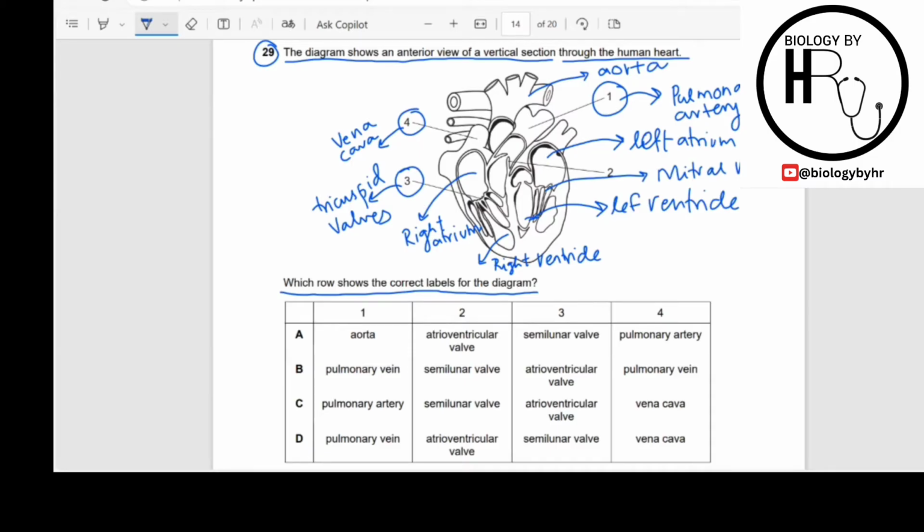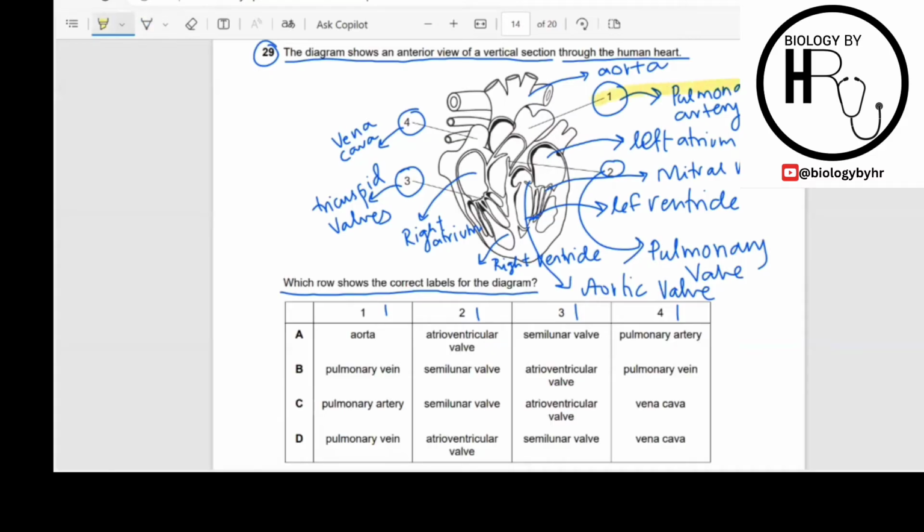We know that structure 2 over here is basically representing the pulmonary valve, and this valve over here is known as the aortic valve, which is between the left ventricle and the aorta. So now let's see what structures 1, 2, 3 and 4 are representing. Structure 1 over here is representing the pulmonary artery.